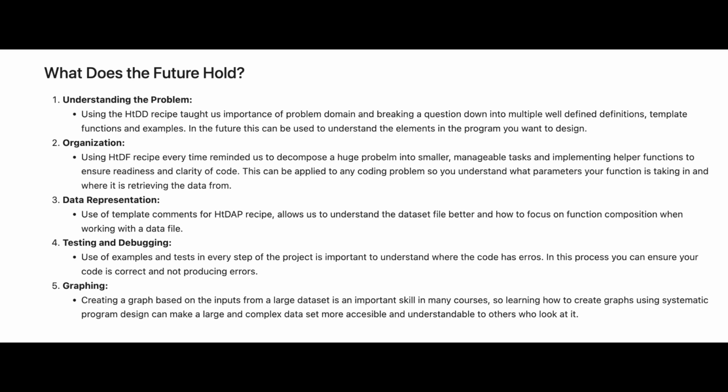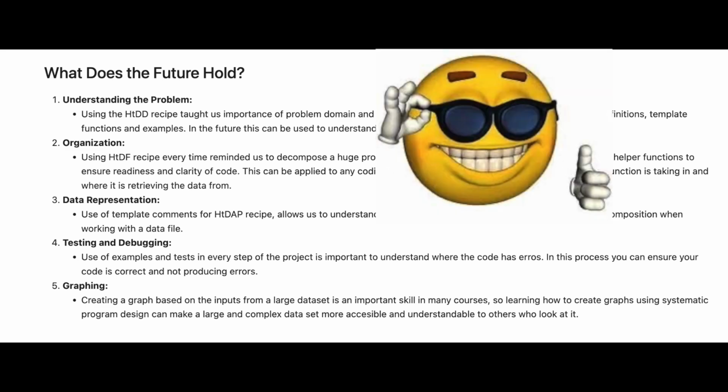Use of template comments for the HTTAP recipe allows us to understand the dataset file better and how to focus on function composition when working with the data file. Testing and debugging. Use of examples and tests in every step of the project is important to understand where the code has errors. In this process, you can ensure the code is correct and not producing errors. Graphing. Creating a graph based on the inputs from a large dataset is an important skill in many courses, so learning how to create graphs using systematic program design can make a large and complex dataset more accessible and understandable to others who look at it.